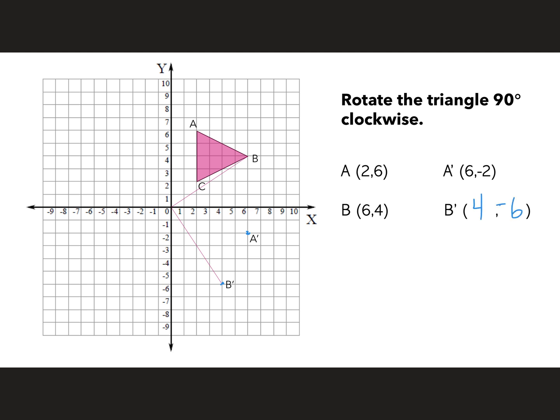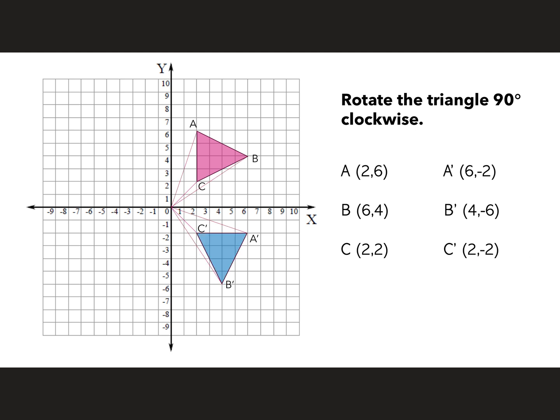Are you starting to see a pattern? Well, let's do the C. All right, we made a line from the C to the origin and then a 90-degree angle. And that looks like it is at 2, -2. All righty, let's draw that triangle.